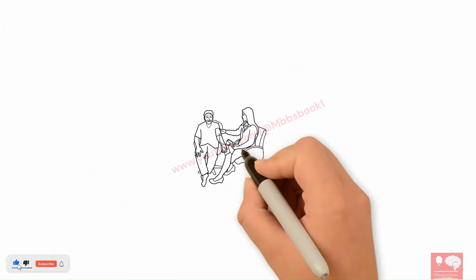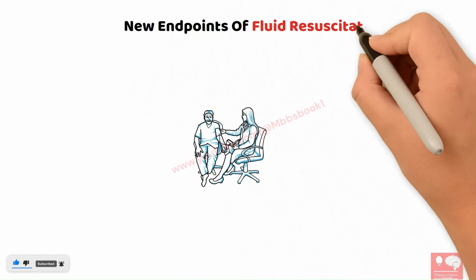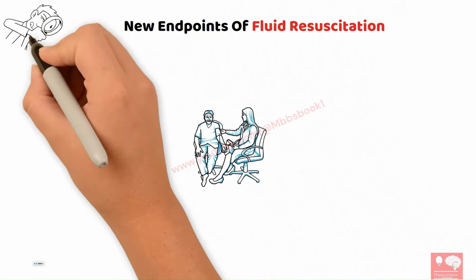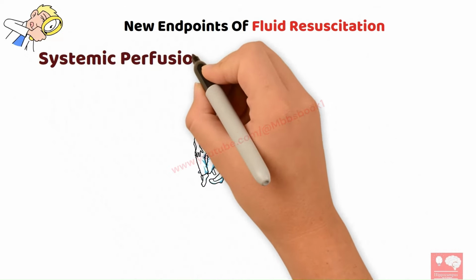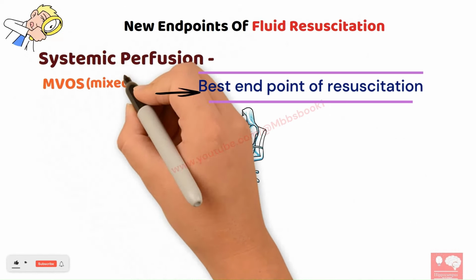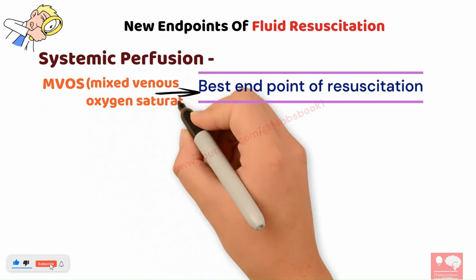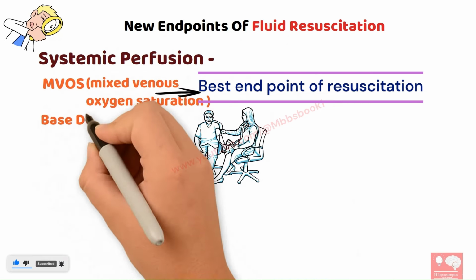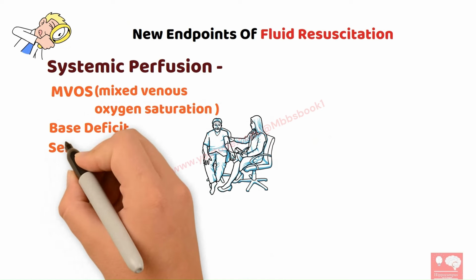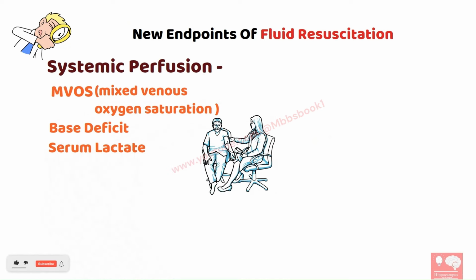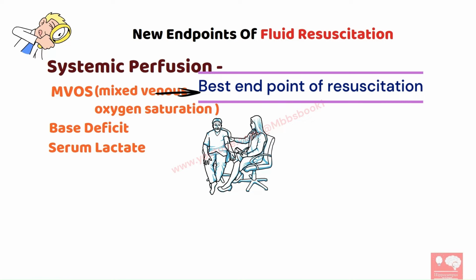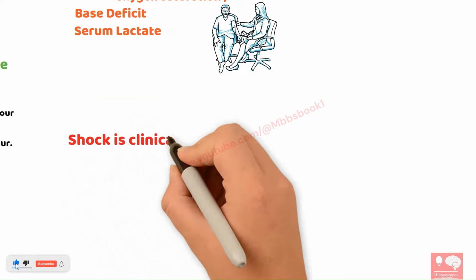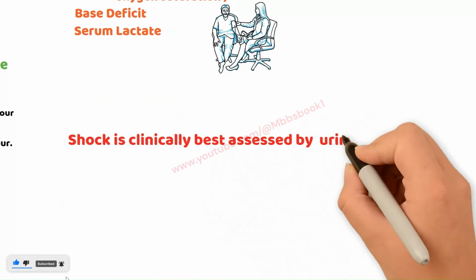Now, there are certain new endpoints of fluid resuscitation that have been added. The new endpoint of resuscitation for systemic perfusion is MBOS. This is mixed venous oxygen saturation. The second one is base deficit, and the third one is serum lactate. So these are the three for systemic perfusion, and if you have to choose a single best endpoint of resuscitation, that is MBOS, right? If we see for clinical endpoint, it is urine output.